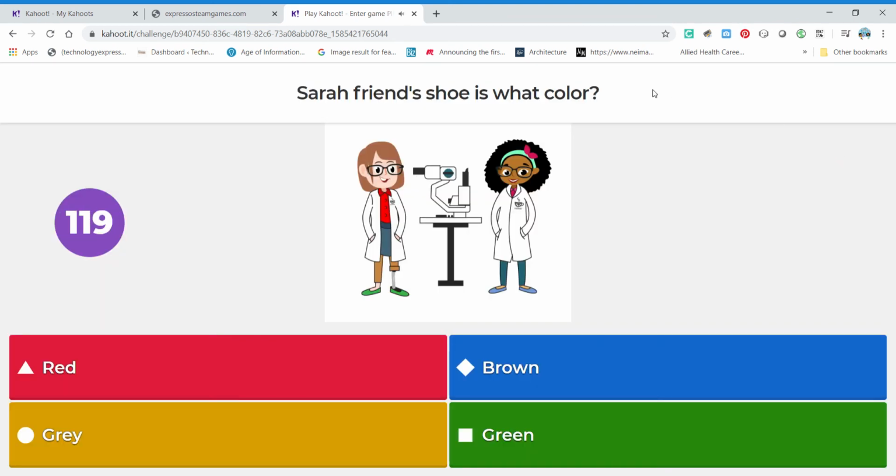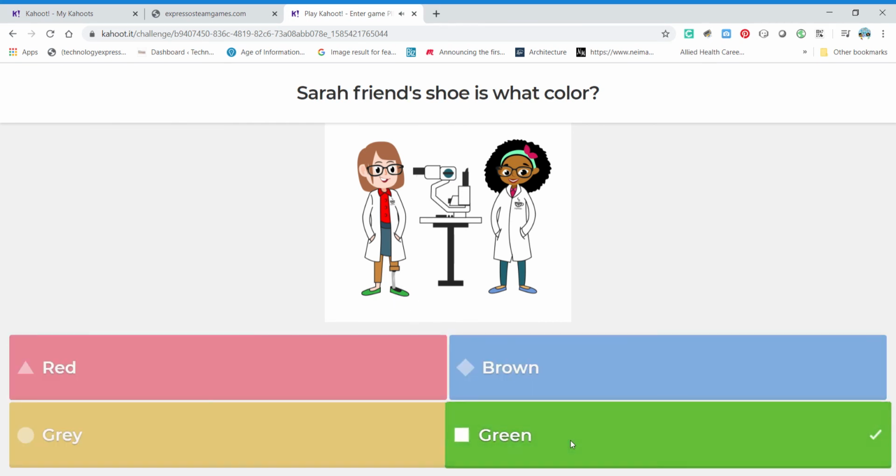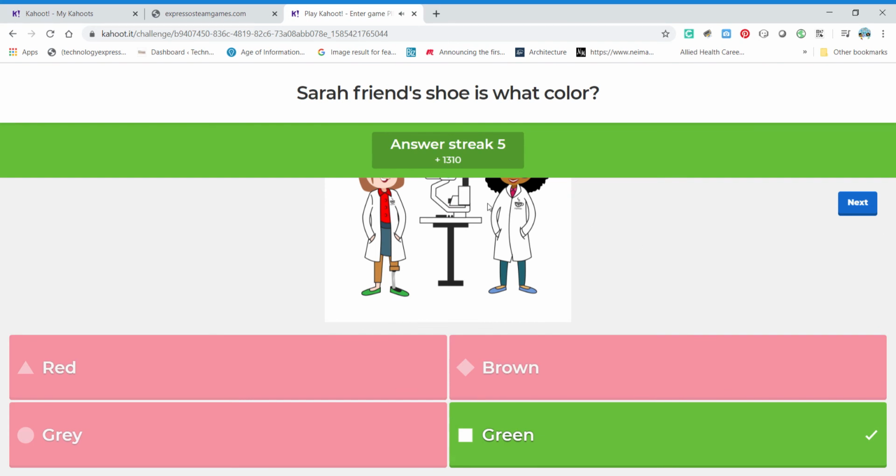Sarah's friend's shoes is what color? So we know her name is Jean. Sarah's friend's shoe is what color? So her shoe right there. They're matching. So are they red? Are they brown? Are they gray? Or are they green? Let's see. There we go again with that green. Let's see. We're right. And we're on a streak.